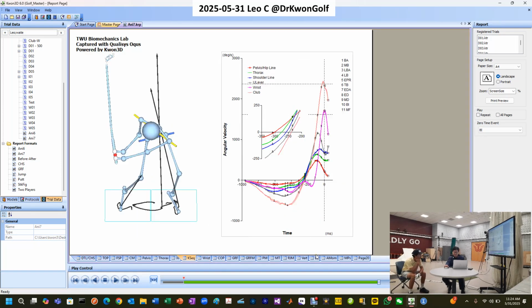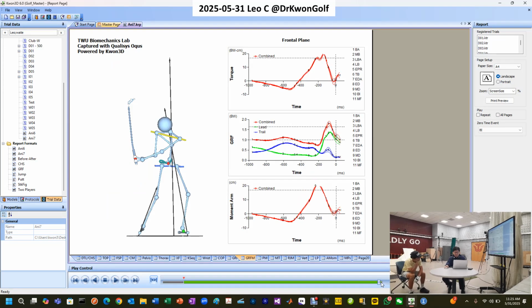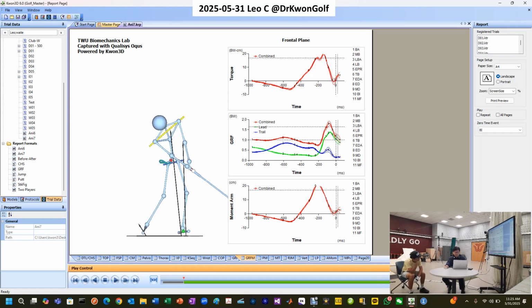Kinematic sequence here. So this is his wrist peak angular velocity, which is above men's average. This is club, above men's average. So he's generating good arm motion, wrist motion, and then club motion. But in your case, you have exaggerated body motion here. In his case, the main thing is the upper complex motion here.